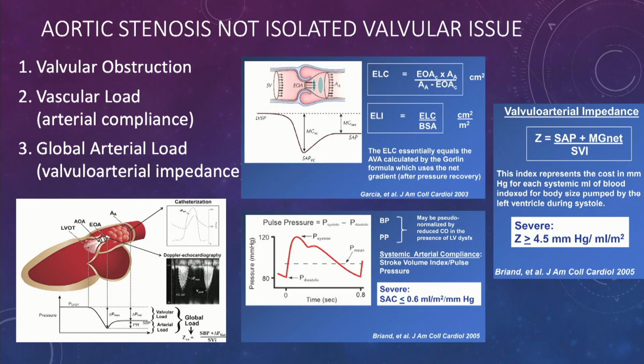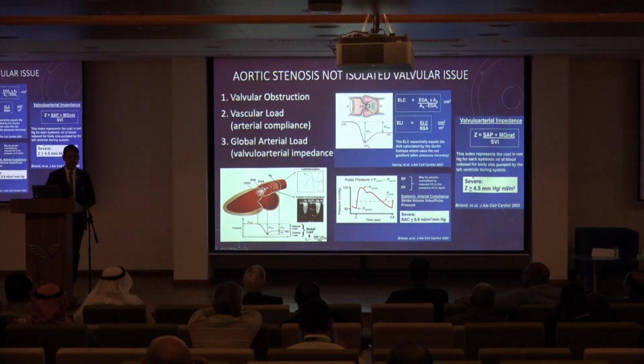Aortic stenosis is not an isolated valve issue. There's also vascular load or arterial compliance that we need to take into account. And there's also the global arterial load, or the ZVA, valvular arterial impedance. It's a simple thing we can calculate by just using the systolic blood pressure, the mean gradient, and the indexed stroke volume. So we have different values for all of these parameters to assess whether the aortic stenosis is significant or not.